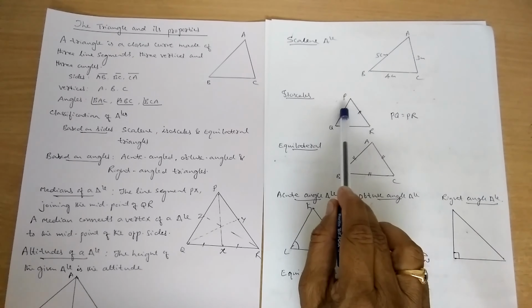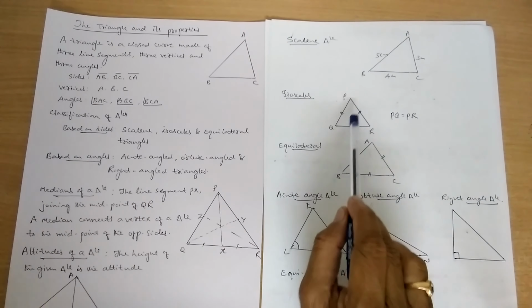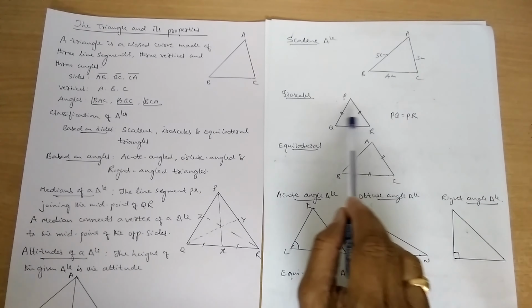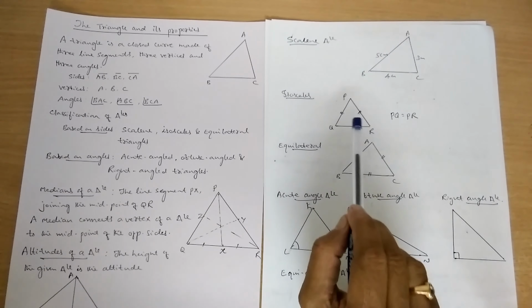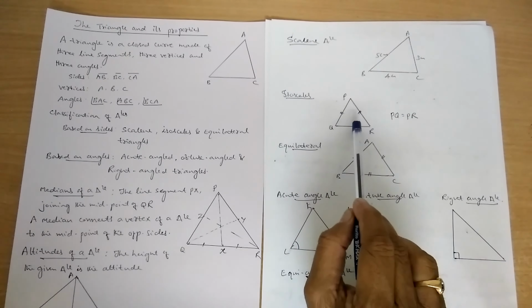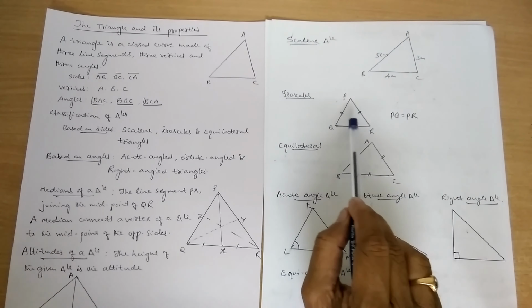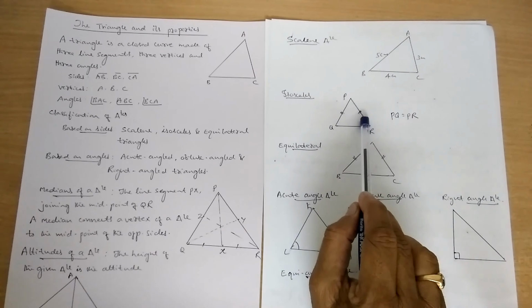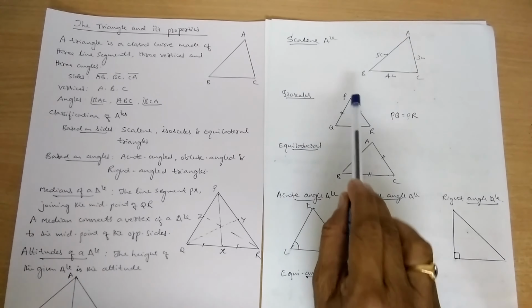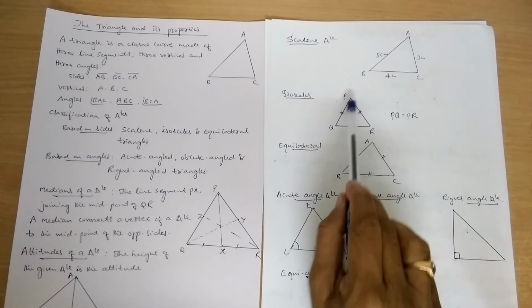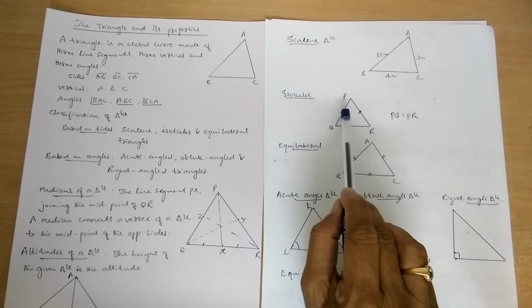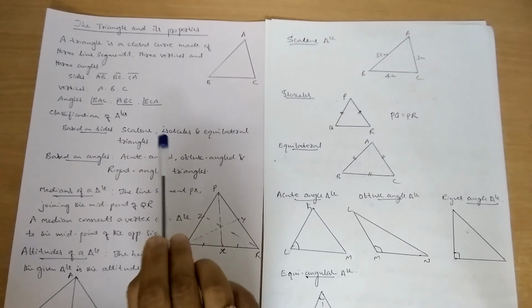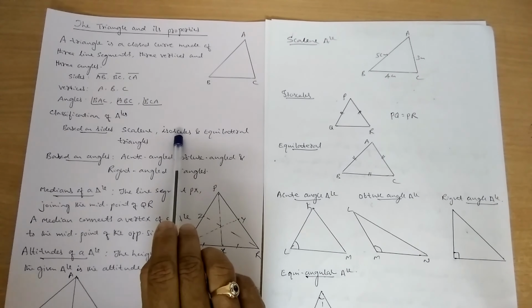That is, opposite to equal sides. The side which is opposite to the equal sides is called the base, and the base angles will always be equal. Sometimes these two sides can also be equal. When these two sides become equal, this becomes the base and these two base angles will be equal. That means opposite to the equal sides, the angles will be equal. That is the property of the isosceles triangle.